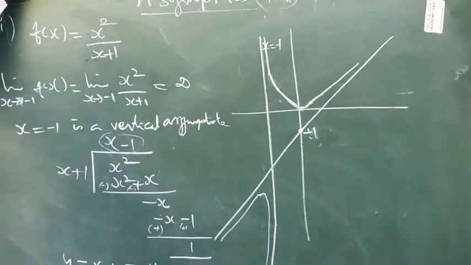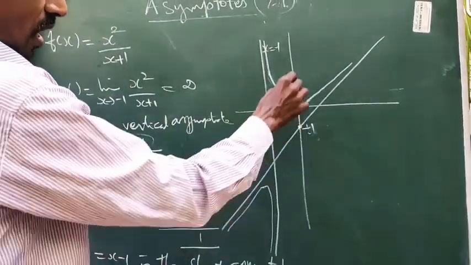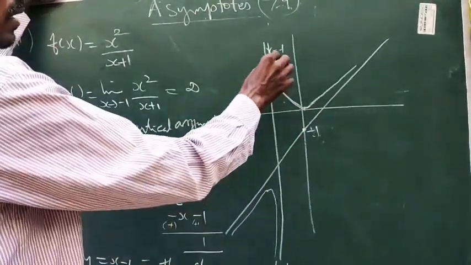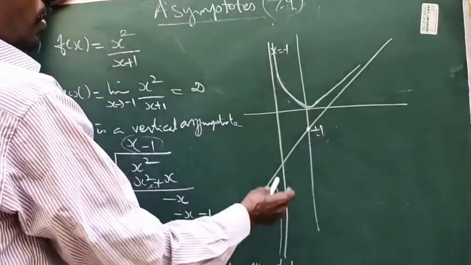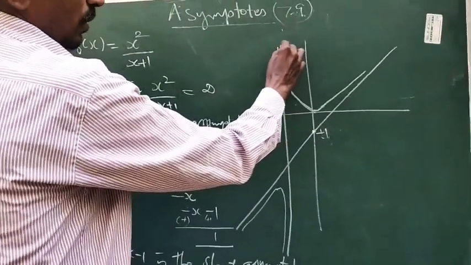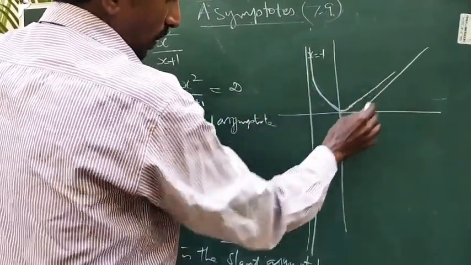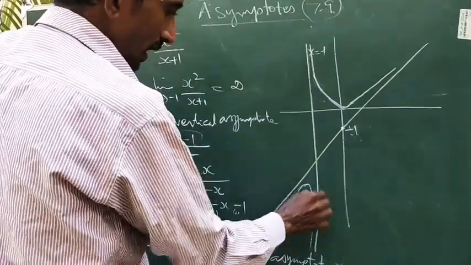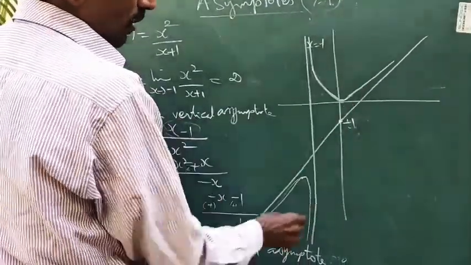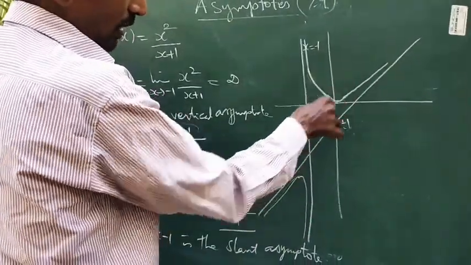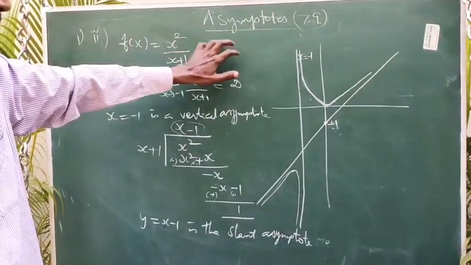So the slant asymptote is passing through this point. So look at the diagram. The curve exists for all the values except these two. Okay, so it passes through 0, 0. So it is asymptotic to both the lines, x equal to minus 1 and y equal to x minus 1. Here also the portion exists. So the curve is discontinuous, it looks like two parts. Okay, so with respect to the asymptotes, we are drawing the curve.